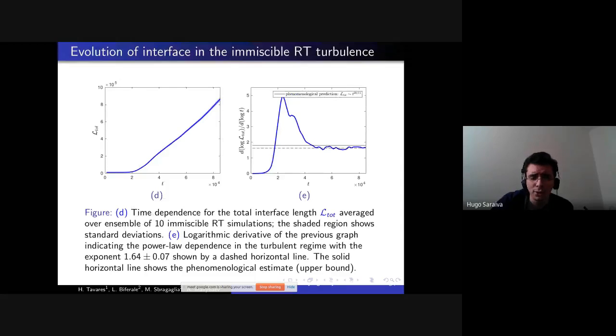So the total length, we also calculated the total length using a classical formula from differential geometry called the Cauchy-Crofton formula, which measures the total length of the interface, counting the number of intersections with families of straight lines. And it's a very accurate formula, and also stable and easy to implement.